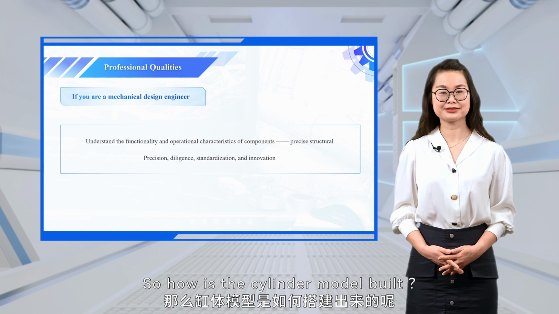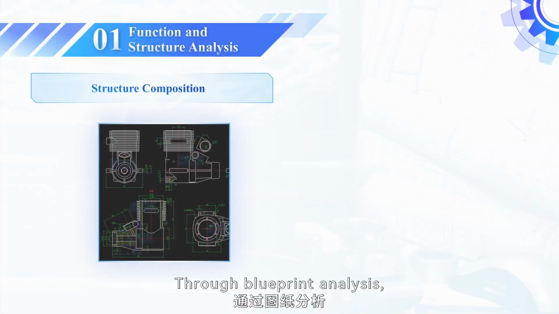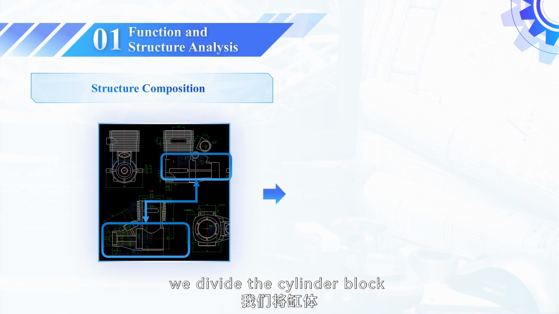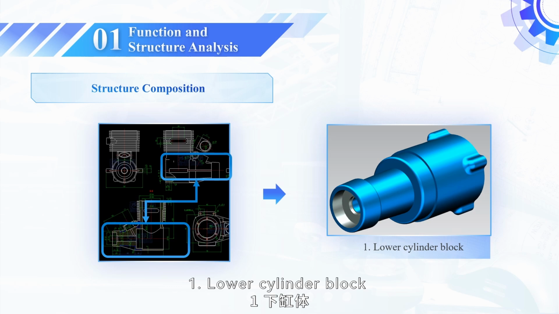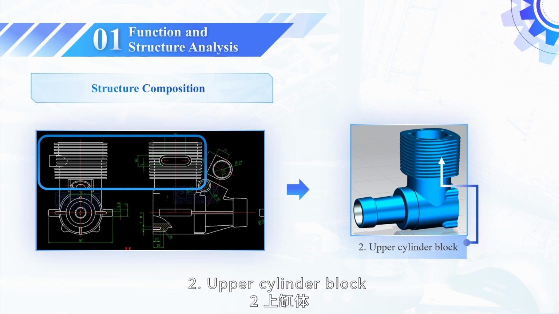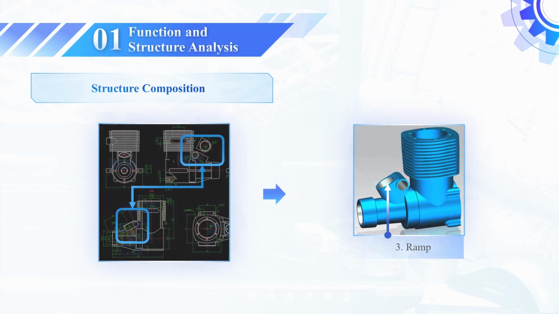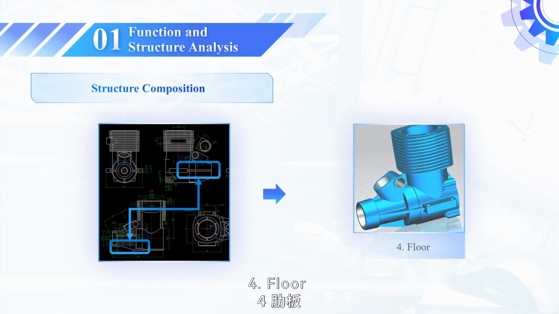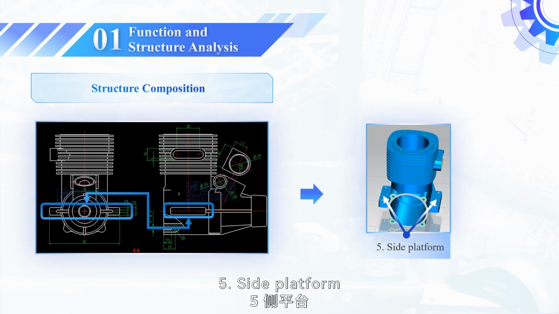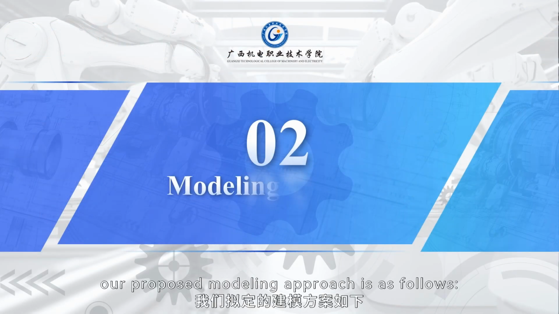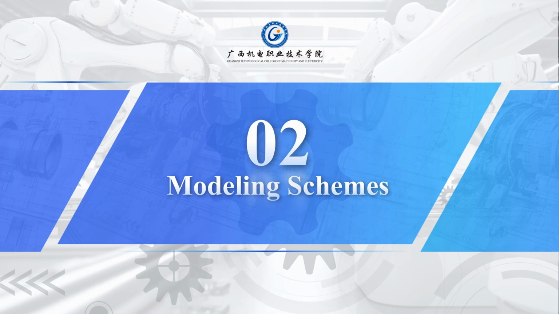So how is the cylinder model built? Through blueprint analysis, we divide the cylinder block into the following parts. 1. Lower cylinder block. 2. Upper cylinder block. 3. Ramp. 4. Floor. 5. Side platform.